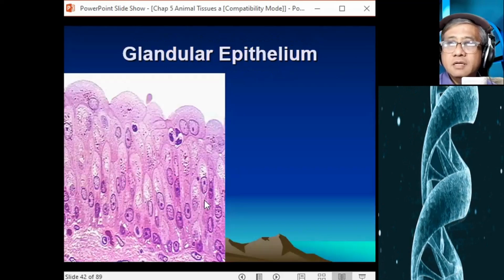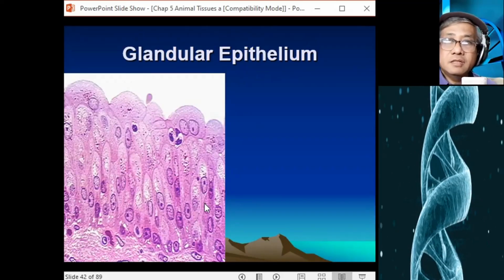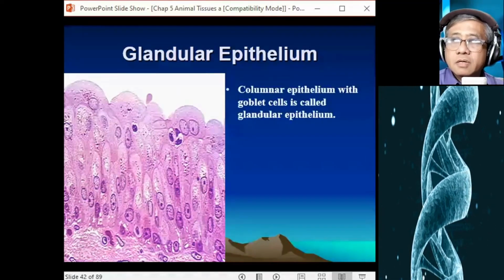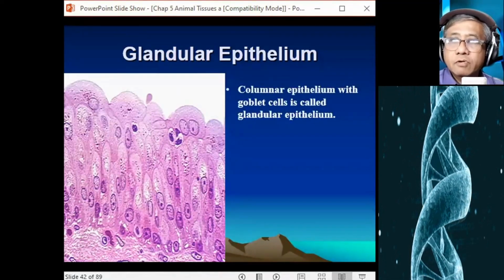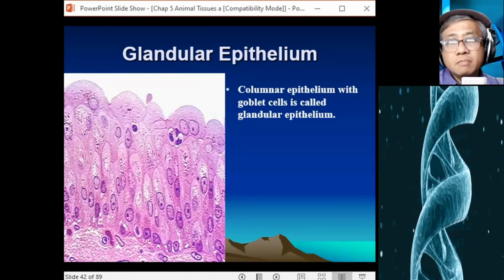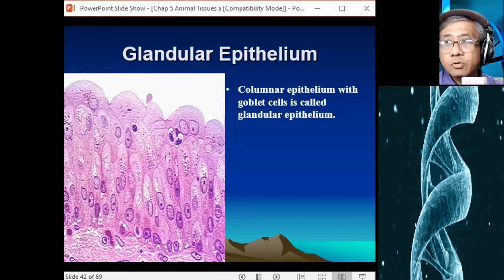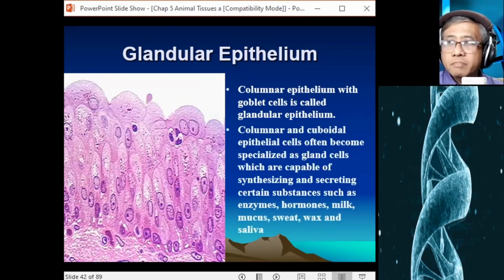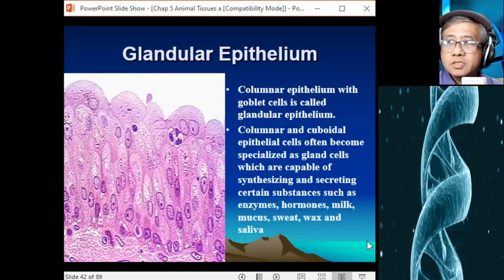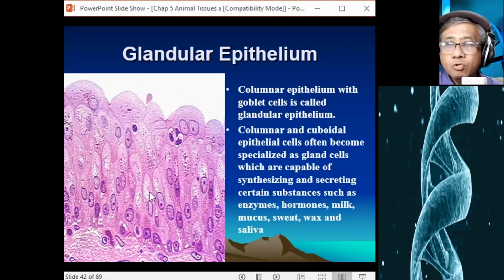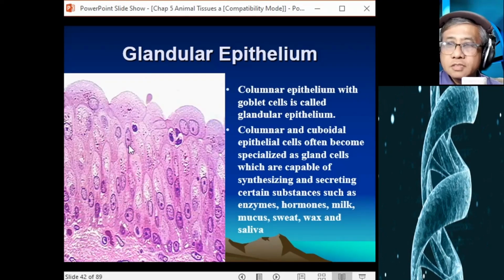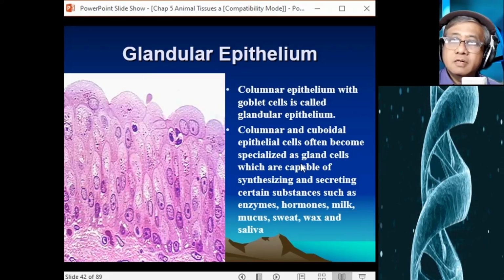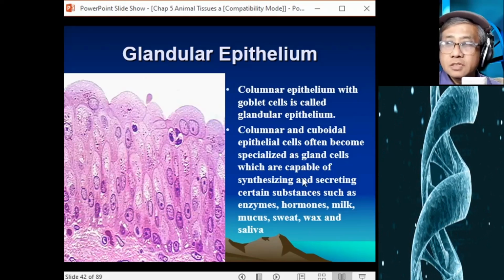And lastly, for epithelial tissue, we have glandular epithelium. Okay, so glandular epithelium is made up of columnar cells, and may mga special cells din dito called goblet cells. Alright, the columnar and the cuboidal epithelial cells often become specialized as gland cells. So may mga columnar and cuboidal cells dito. Together with these goblet cells, they are specialized for secretion.